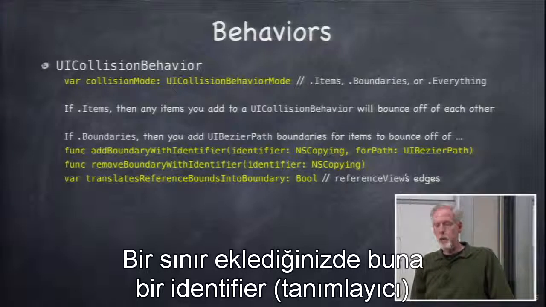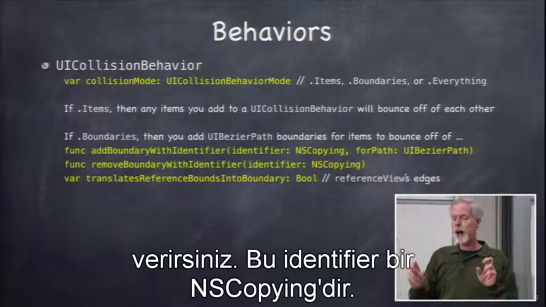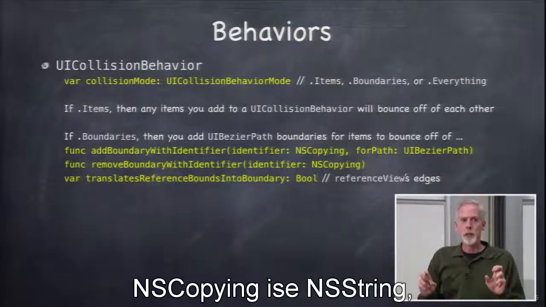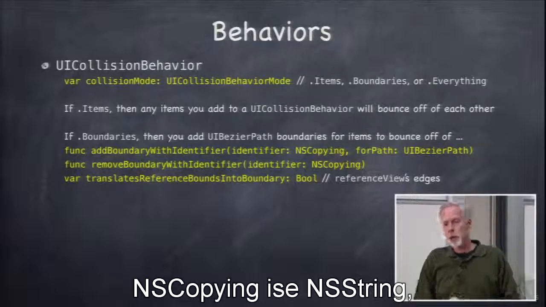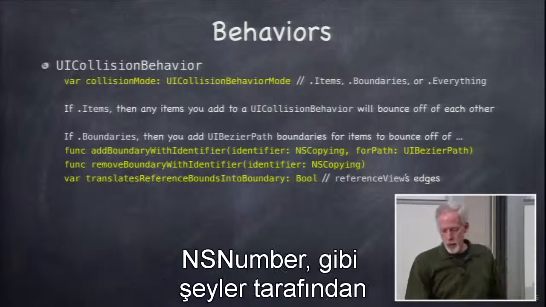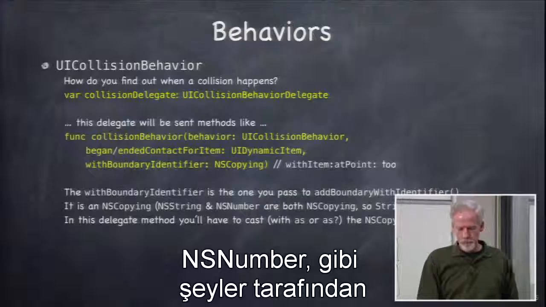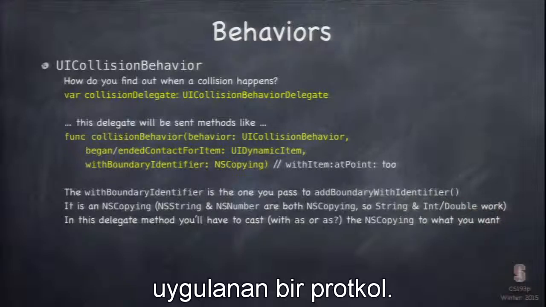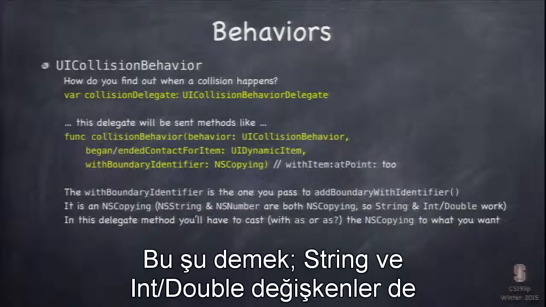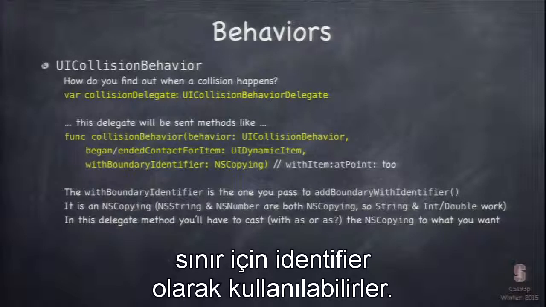Okay? When you add a boundary, you give it an identifier. Now that identifier is an NSCopying. So NSCopying is a protocol that is implemented by NSString, NSNumber, things like that. So that means String and Int and Double also can be used as the identifier for a boundary.